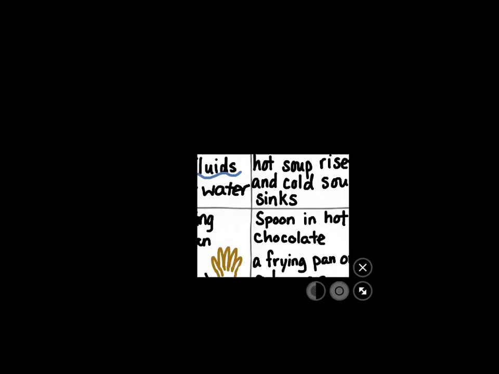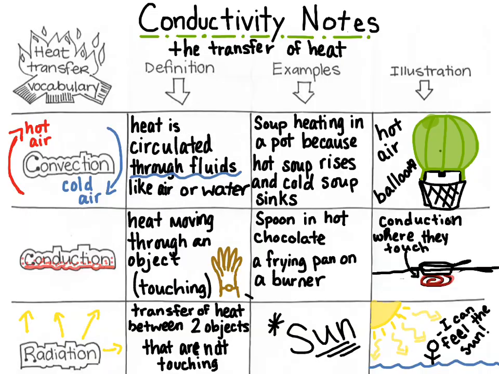So, one big way we do that is with the sun. The sun, we cannot touch it, but we do feel its heat. So these are the 3 different ways that you can conduct heat.